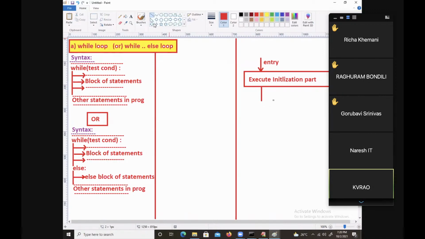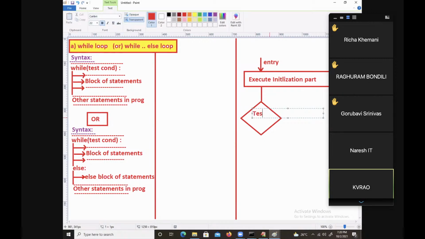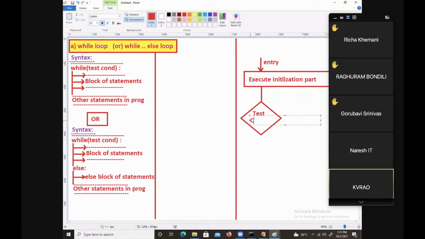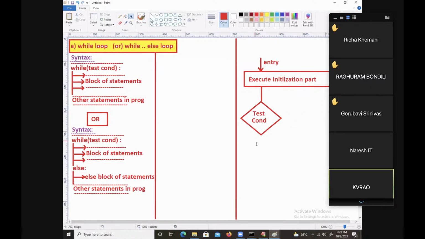Next, we are going for the condition. Yes, look at the condition I am taking. What is that condition here? Test condition, my dear students. Once it is a test condition, what is that? So what is the test condition here?